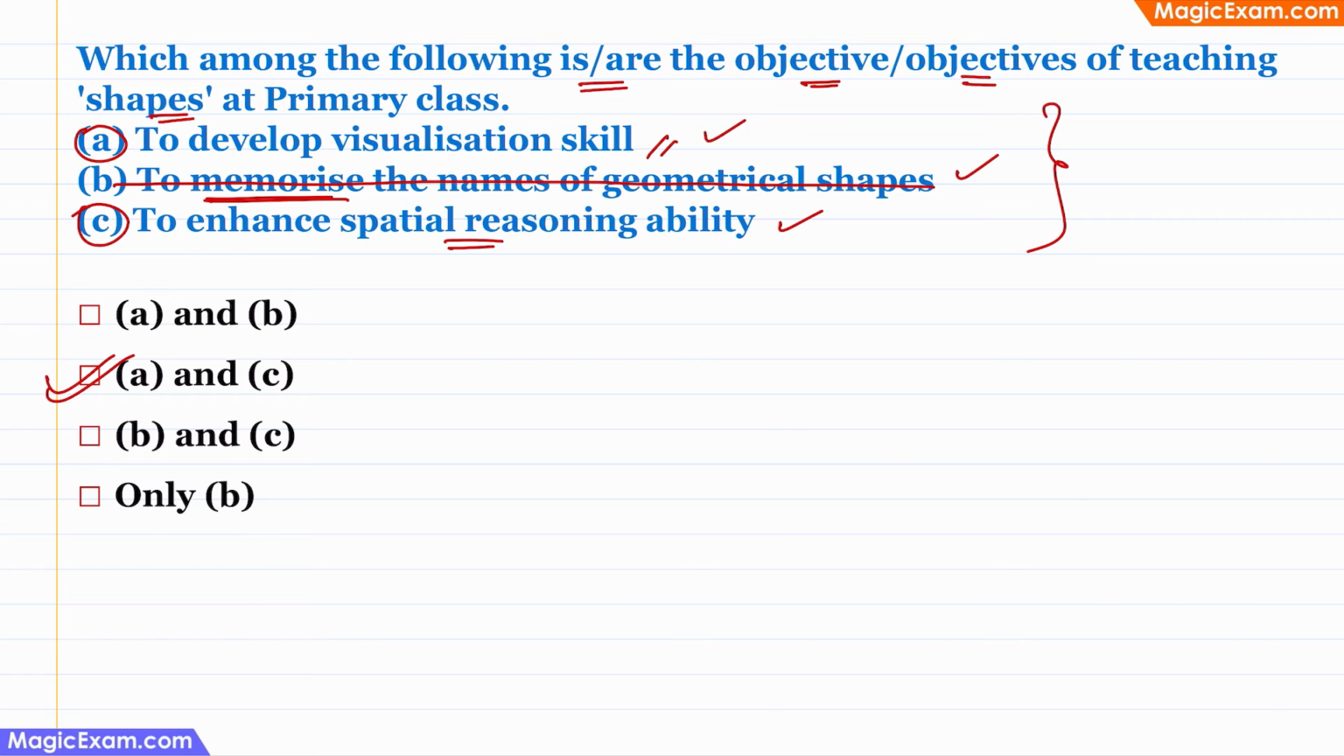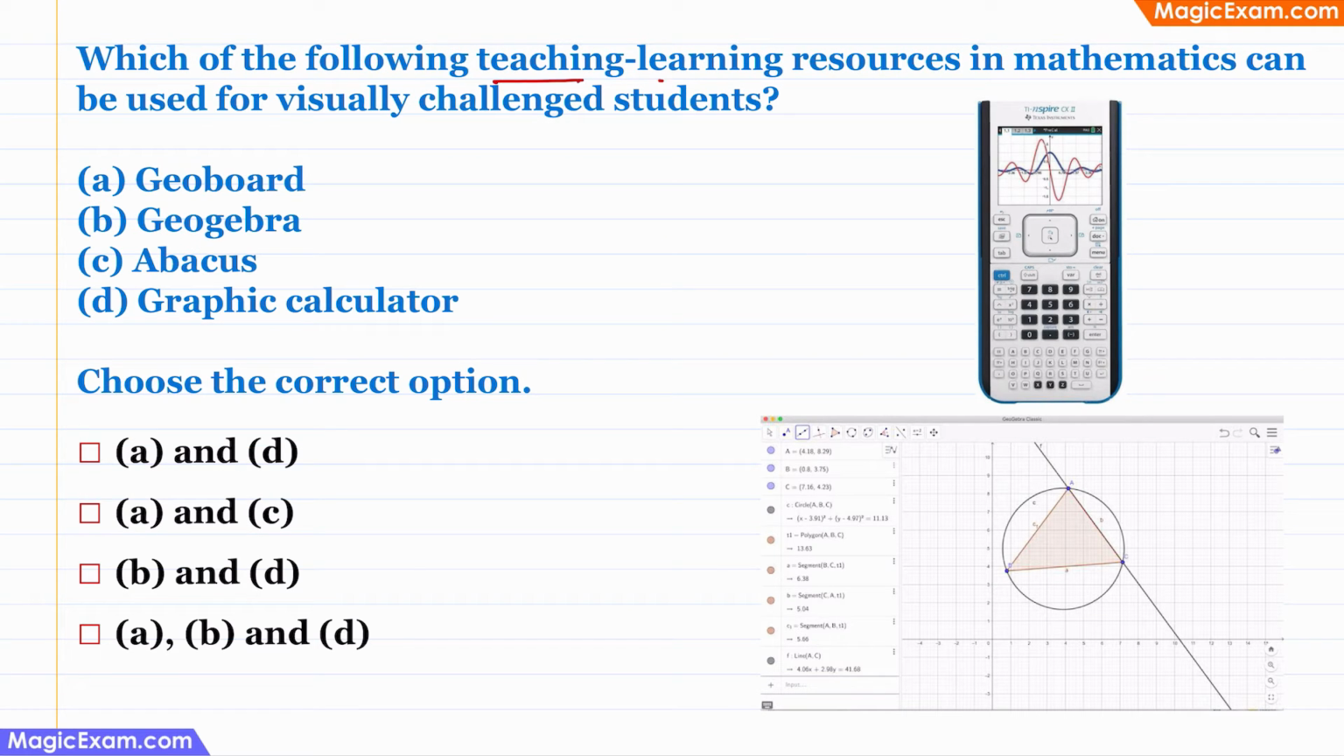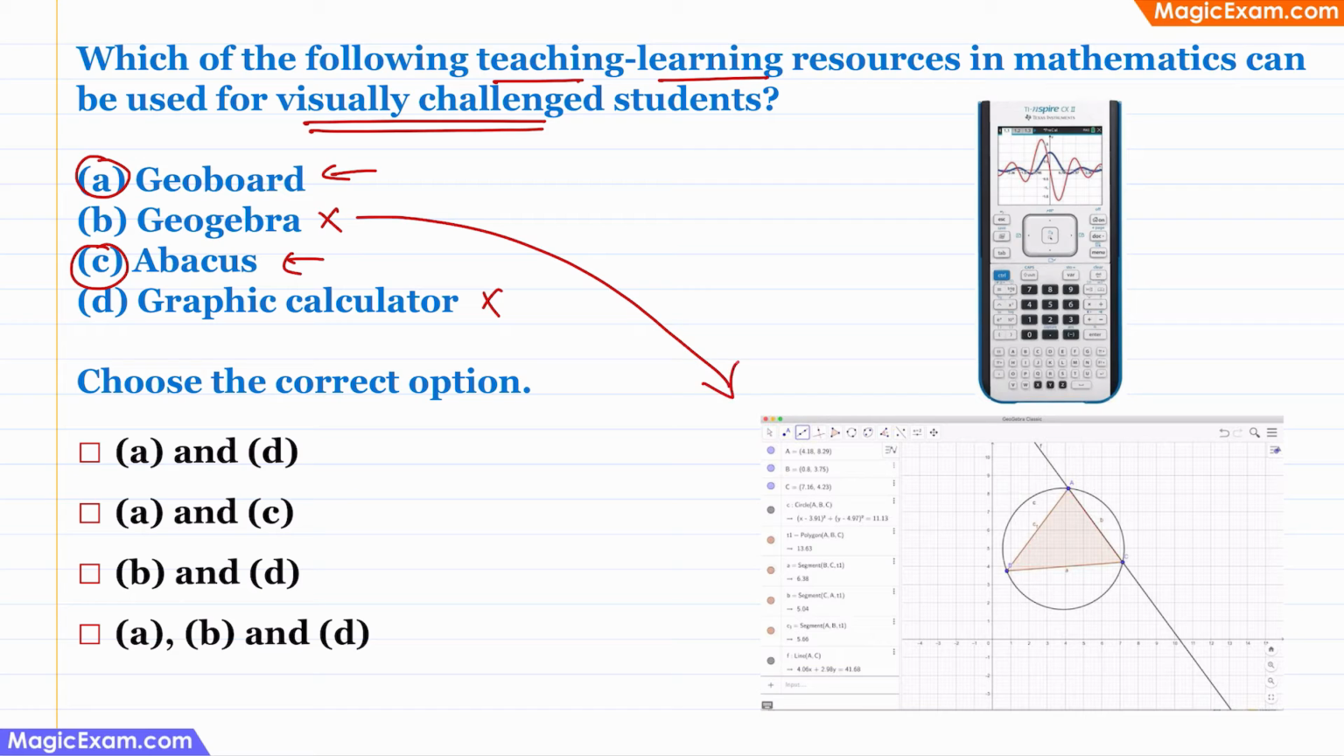Which of the following teaching and learning resources in mathematics can be used for visually challenged students? So in some of our other videos, we have already discussed what are geoboards and what is an abacus. I would still recommend that you should Google and look up what is a geoboard and what is an abacus, because both of these are used for teaching visually challenged students. Now, GeoGebra and graphic calculator are not used for teaching visually challenged students. GeoGebra is actually a software which combines geometry and algebra and calculus. So it's a software which is used for advanced calculations, and it is not used for teaching visually challenged students.